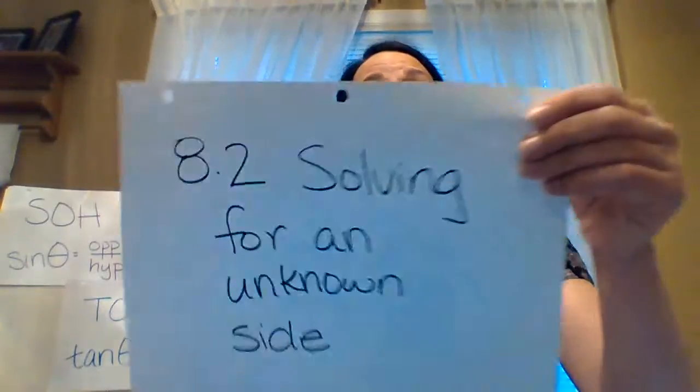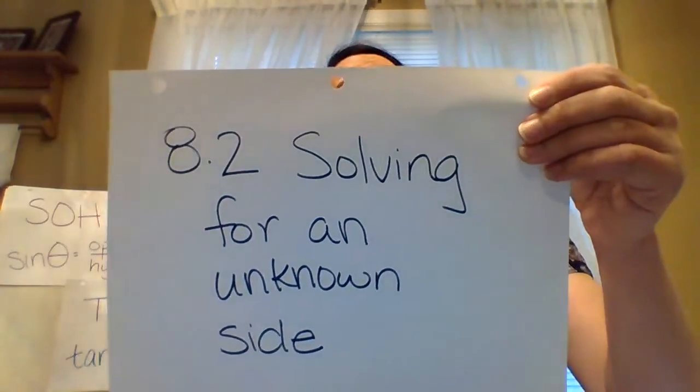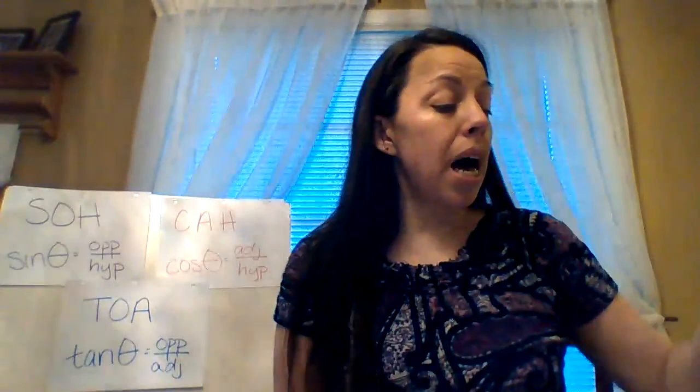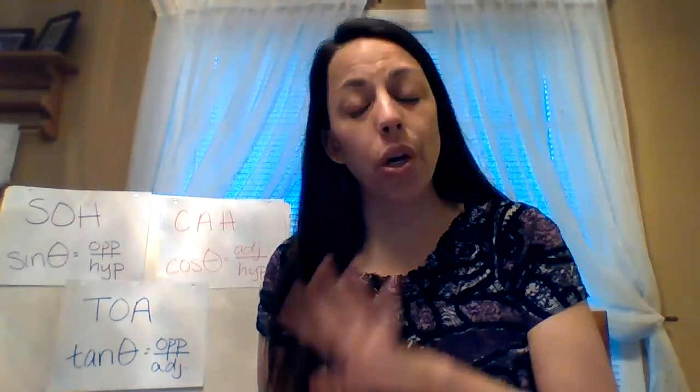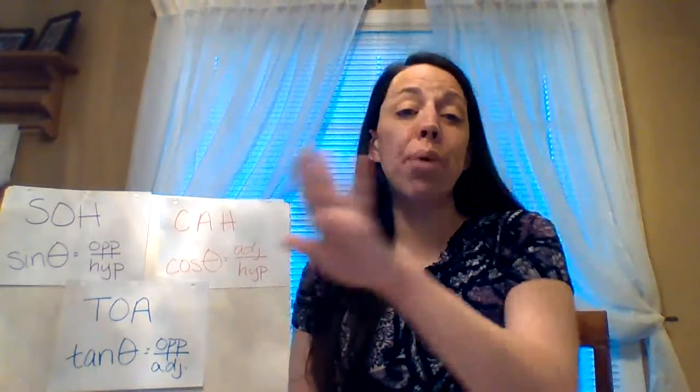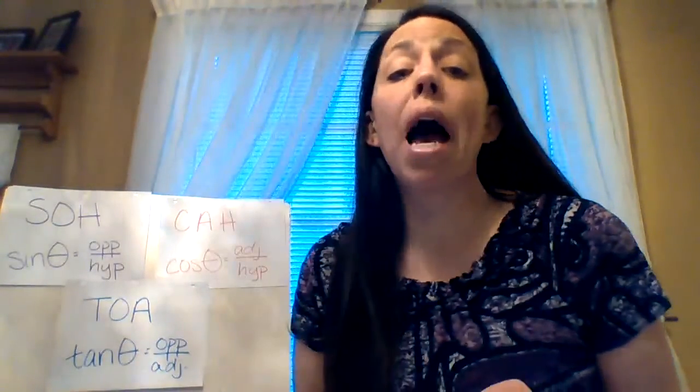All right, so here is today's lesson, 8.2, solving for an unknown side. Since we're solving for an unknown side, all of our answers should go to the tenths place. So always round. Your calculator is going to give you a big, long, crazy answer. Please round to the tenths place, always. Please remember we're going to need to be using SOHCAHTOA as we work forward.